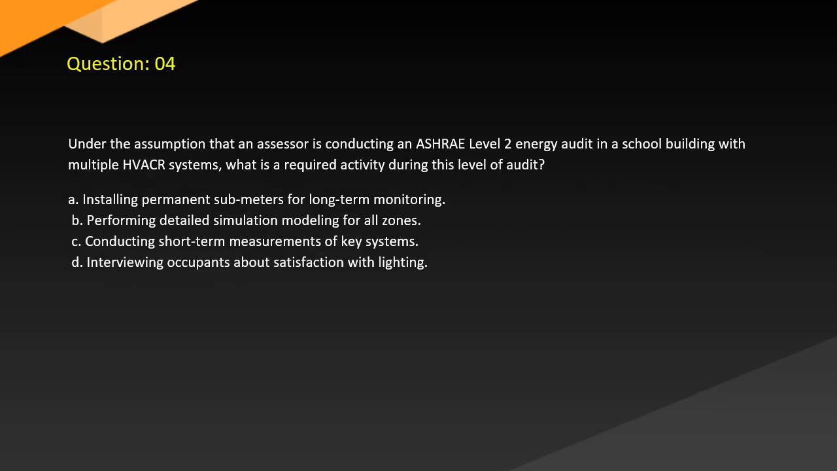Question 4. Under the assumption that an assessor is conducting an ASHRAE Level 2 energy audit in a school building with multiple HVACR systems, what is a required activity during this level of audit? A. Installing permanent submeters for long-term monitoring. B. Performing detailed simulation modeling for all zones. C. Conducting short-term measurements of key systems. D. Interviewing occupants about satisfaction with lighting.